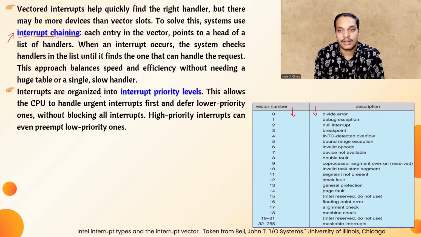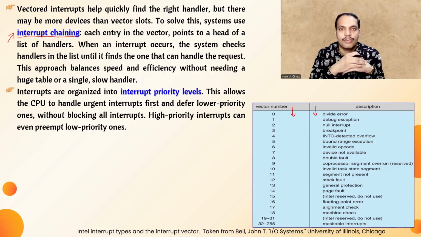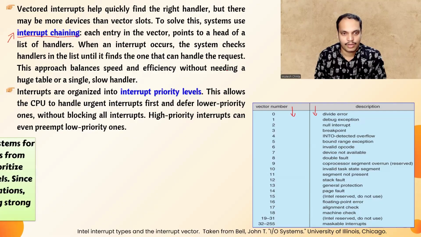And the third feature that we discussed is interrupts are organized into interrupt priority levels. This allows the CPU to handle urgent interrupts first and defer lower priority ones without blocking all interrupts. That means if you can categorize which interrupt is of high priority and which is of low priority, you only block the CPU if a high priority interrupt comes in. Other than that, if there is a low priority one, we can make the CPU service it at a later stage.